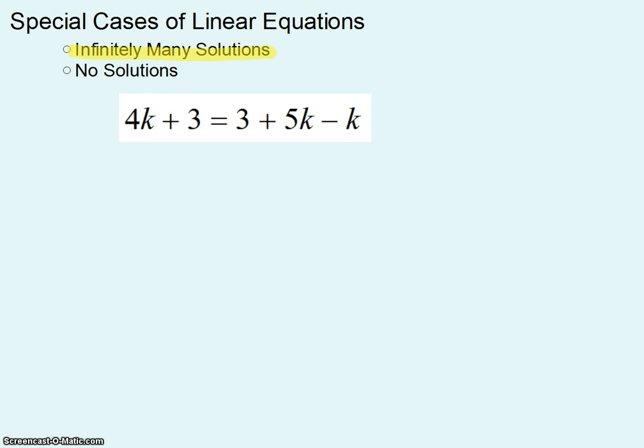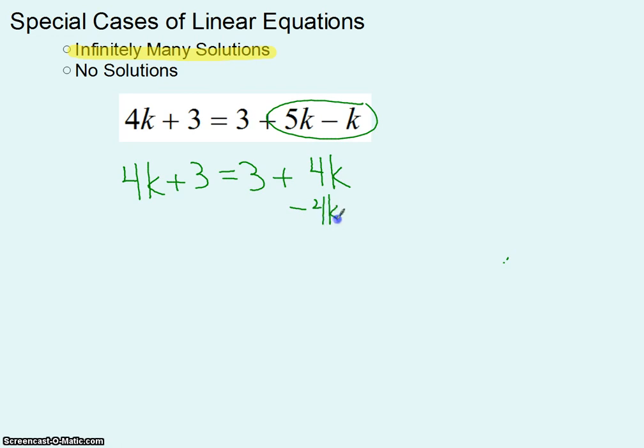Let's start with this equation. It just looks like a perfectly reasonable equation, but I see some simplifying we need to get done. We need to clean that up a little bit. So let's write that as 4k plus 3 on the left, and over on the right side there's a 3 plus 4k. We could carry on with this. If I'd like to get that 4k out of there, I'll just subtract it from both sides.